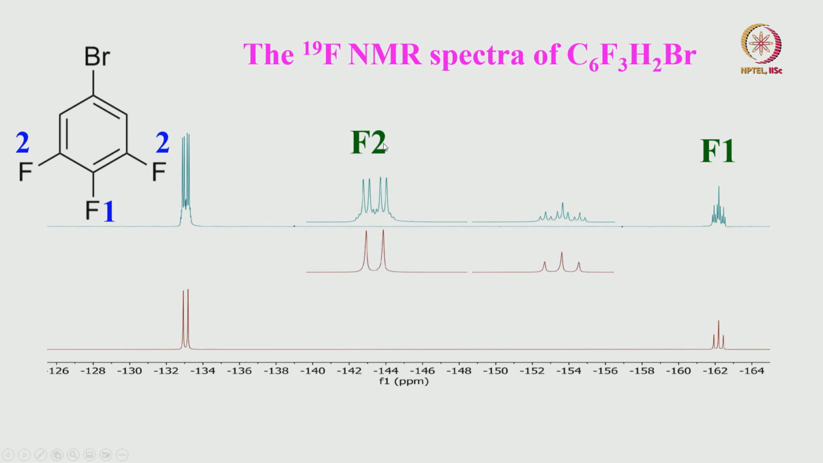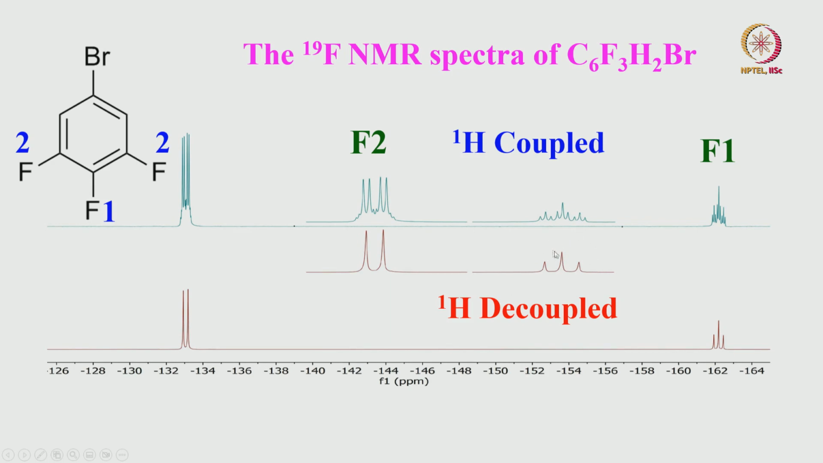To confirm further, we can do one more thing. We can decouple protons and observe fluorine. What will happen? All FH couplings are removed, and only FF couplings are retained. When we do that, this is the proton coupled and this is the proton decoupled spectrum. When you decouple protons, all FH couplings are removed and only FF couplings are retained.